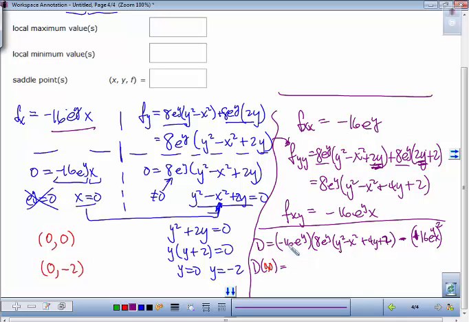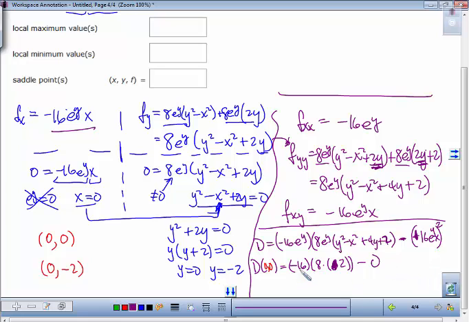So e to the 0 is 1. I have negative 16. I have 8 times e to the 0, which is 1, so 8 times 1. I have 0 plus 0 minus 0 plus 2. So I have that part. And then x is equal to 0, so this whole second part disappears.